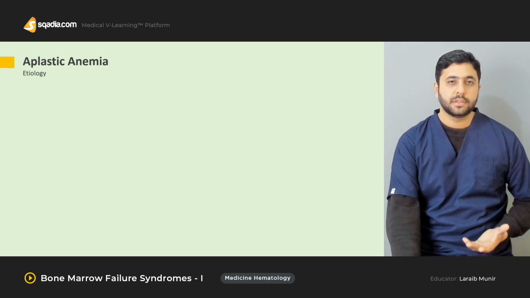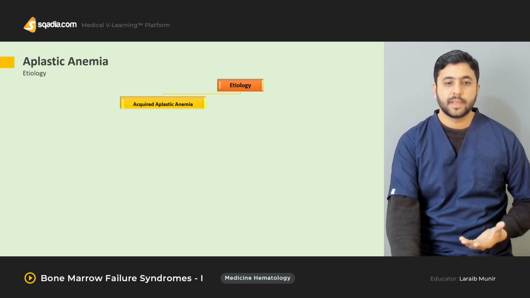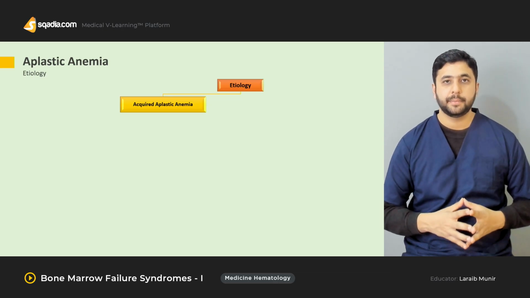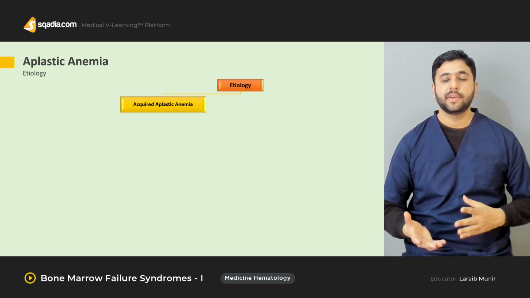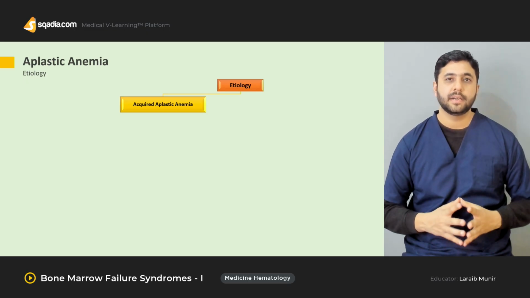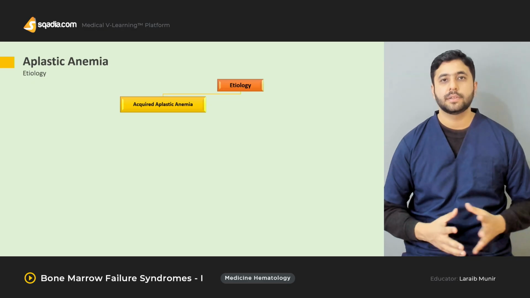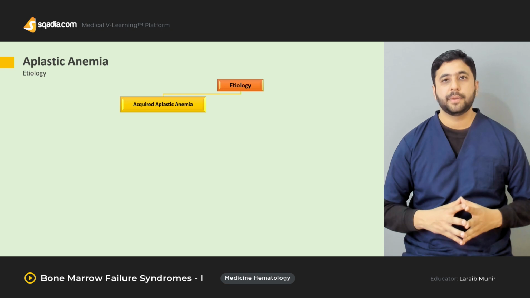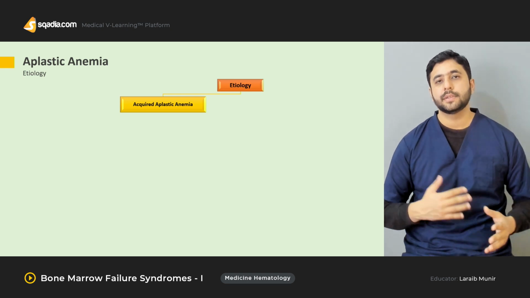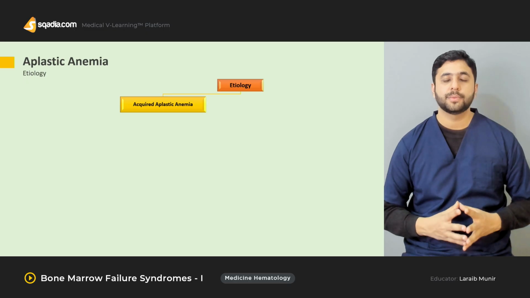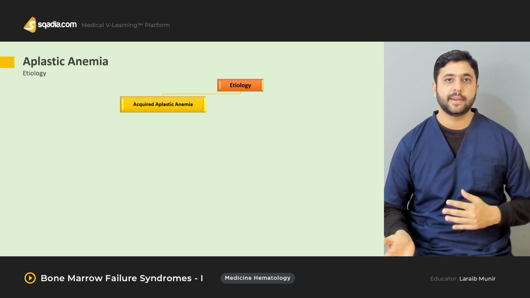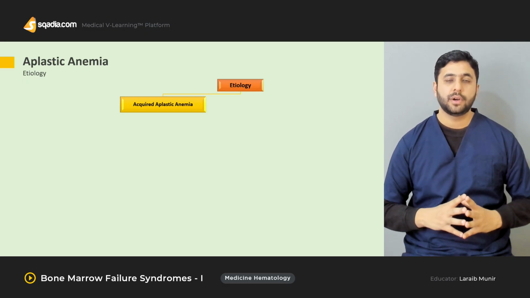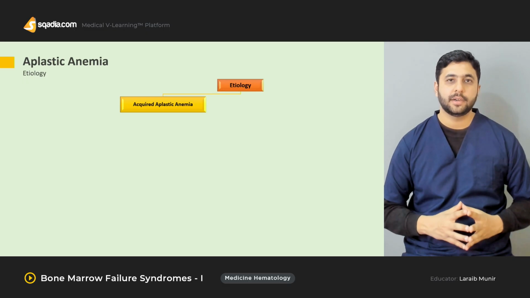Let's talk about the etiology of aplastic anemia. There is a wide variety of conditions that can cause aplastic anemia. Generally, the acquired variety, which occurs in young adults ranging from 20 to 40 years old, is the more common type. In certain patients who have genetic problems or chromosomal abnormalities, we might have some inherited aplastic anemia disorders, which we are going to talk about in a minute. But for the majority, aplastic anemia is generally an acquired disorder.